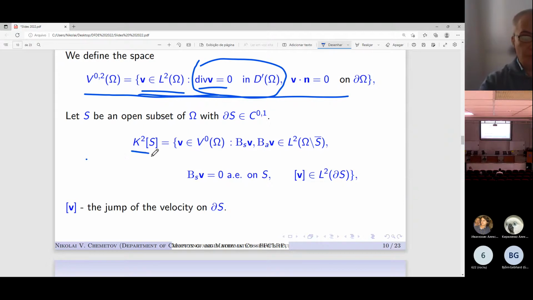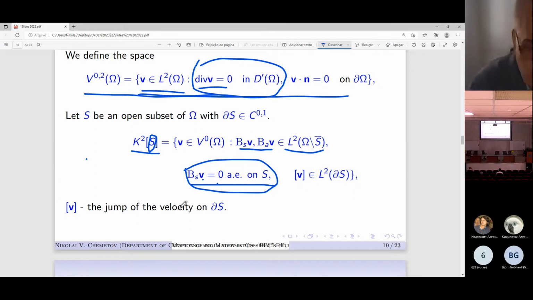For it, we have introduced the following space, K2, which is related to our body S. Therefore, the symmetrical part and antisymmetrical part of the velocity are integrable functions in the fluid, and of course inside of the solid the symmetrical part of the gradient of the velocity is equal to 0. That exactly prescribes that inside of the domain of the set S, the velocity behaves like a rigid one, and also on the surface of the body, we can have a jump of the tangent component of the velocity, which is integrable with power 2.